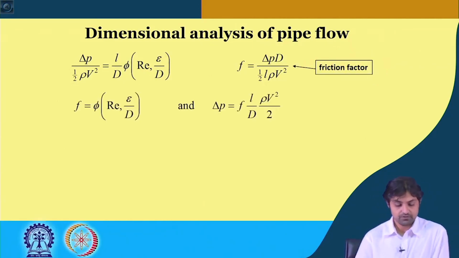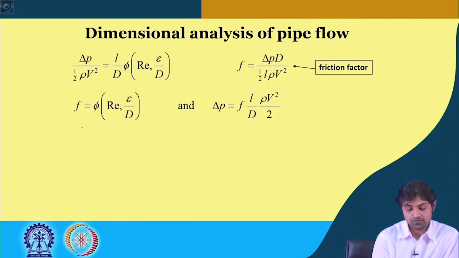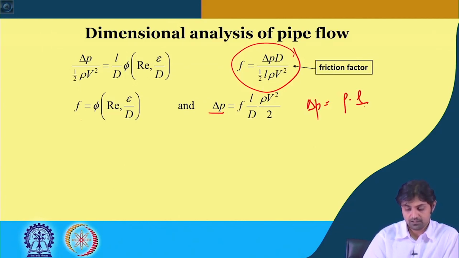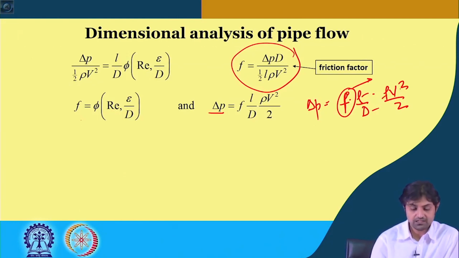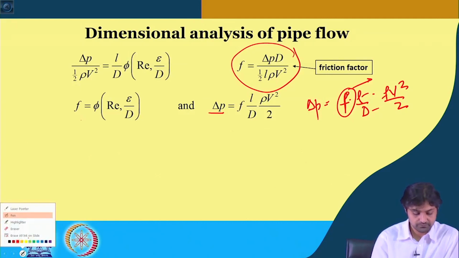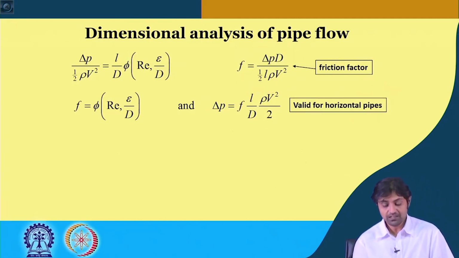All right. So as I wrote, f is equal to a function of Reynolds number and epsilon by d, and if we are able to find this f, we can easily calculate delta P. If you use this equation again, we can write delta P is equal to f into L by d into rho V square by 2. So if we are able to calculate this f, we know L, we know d, we know rho, we know V, so everything will be calculated. So the challenge is now finding f. And this equation is valid for horizontal pipes.